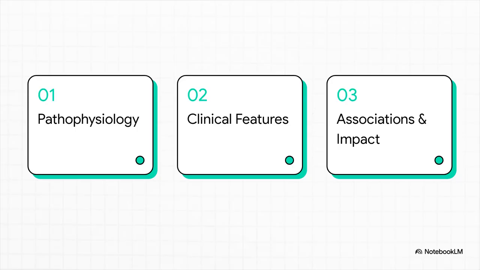We've got 3 parts. First, we'll get into the pathophysiology, the why behind the disease. Then, we'll cover the clinical features, the what you see on the skin. And finally, we'll discuss the associations and impact, the what else that affects your patients' lives.